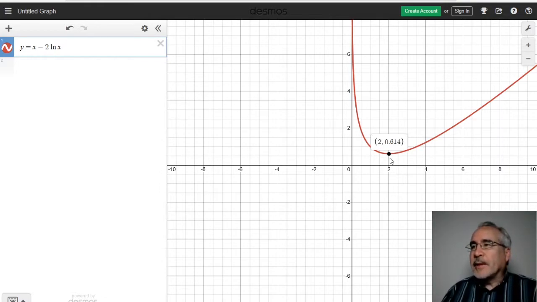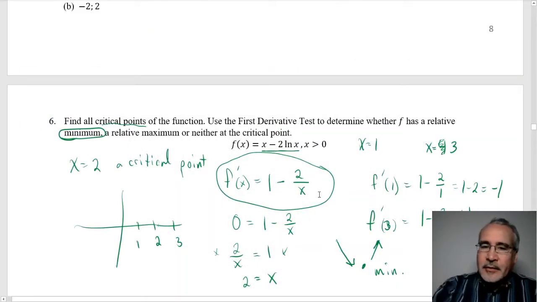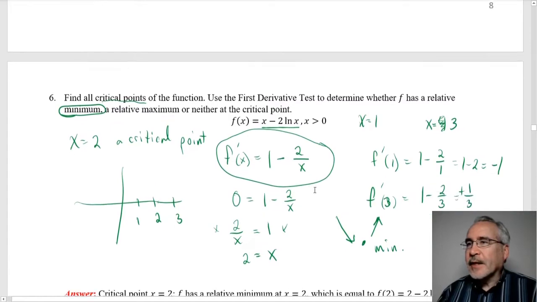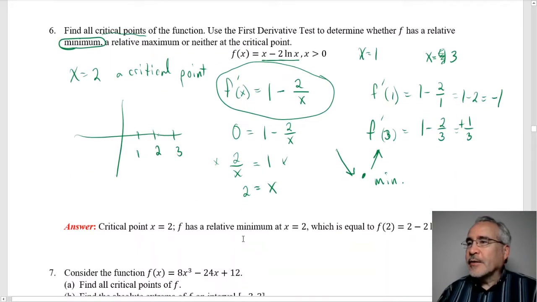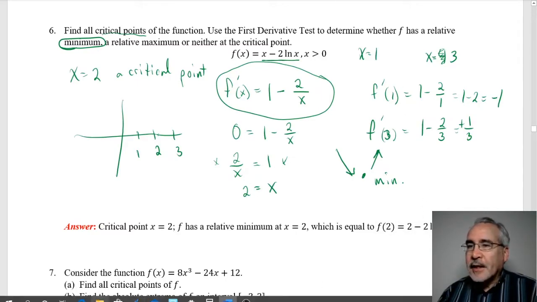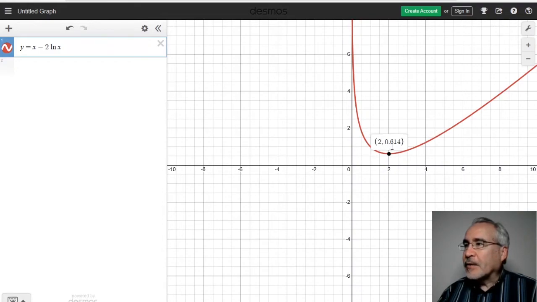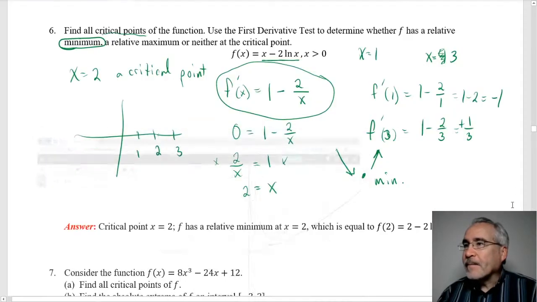Okay, so verified. You probably could have just graphed it and looked at it. That's true, but this is using the calculus. Okay, critical point x equals 2. It has a relative minimum at x equals 2. And then again, you could plug it in and you would get the exact value. This is the actual value of it, which if you multiply that out, you see from the decimals, it's 0.614.